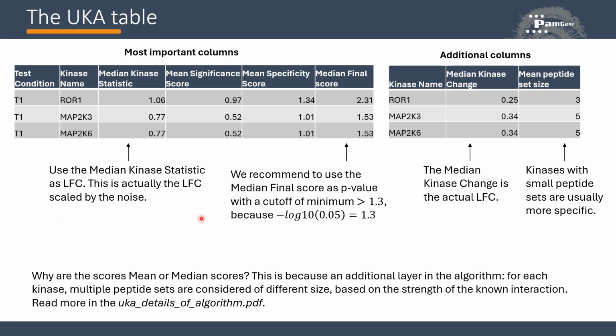The median kinase statistic is what we use as fold change. It is actually the fold change scaled by the noise, and the actual fold change is in the kinase change column. Next, there is the significance and specificity score columns, and the final score, which we use as p-value. Our usual threshold for final score is 1.3, which is equivalent to a p-value of 0.05 on minus log 10 scale. You can also observe that all these scores are actually mean or median scores. It is not a must to understand this, but if you are interested, please read about it in the PDF called UKA, Details of Algorithm.